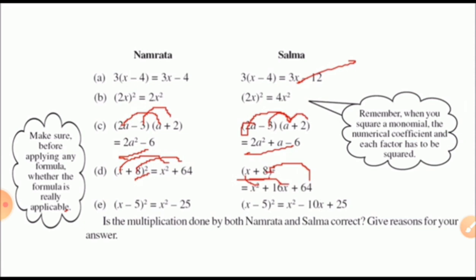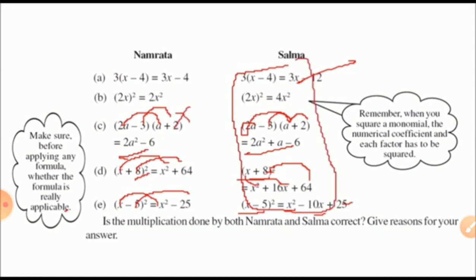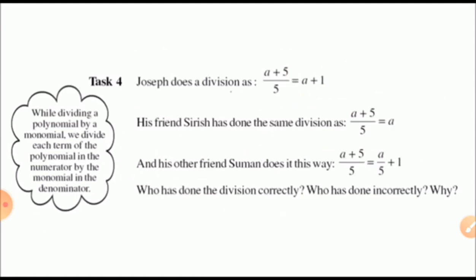You see, is the multiplication done by both Namrata and Salma correct? Give reason for your answer. So Salma's are correct, Namrata's are wrong. So my dear students, here you already know the rule of DMAS and some rules for this one also.